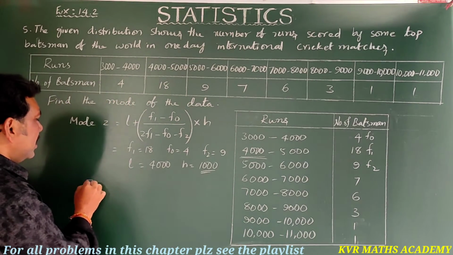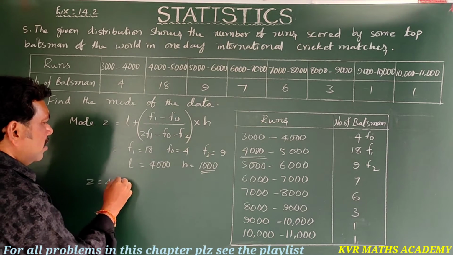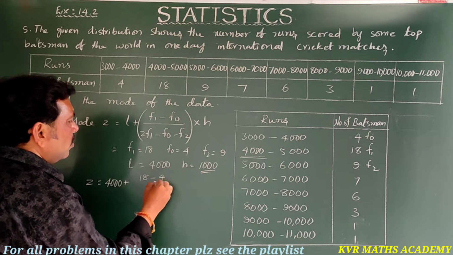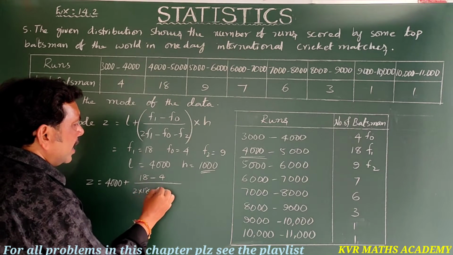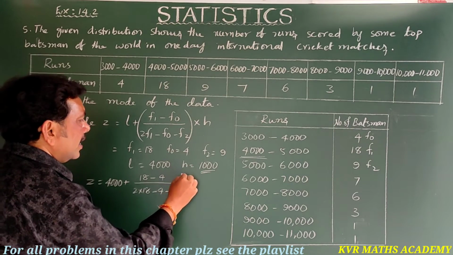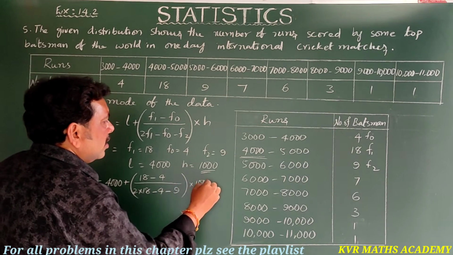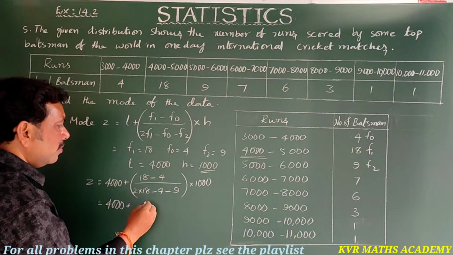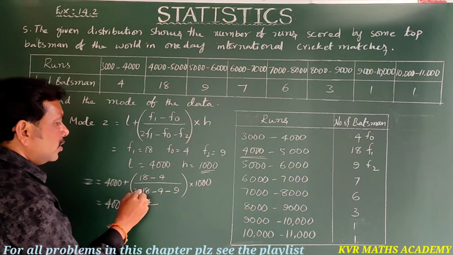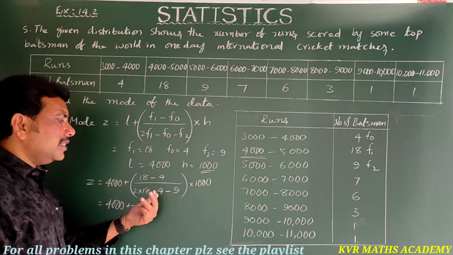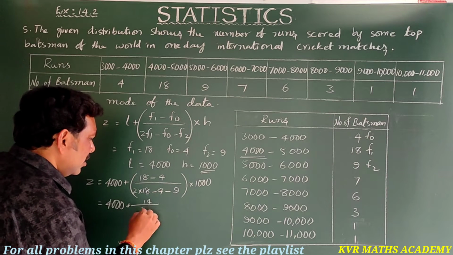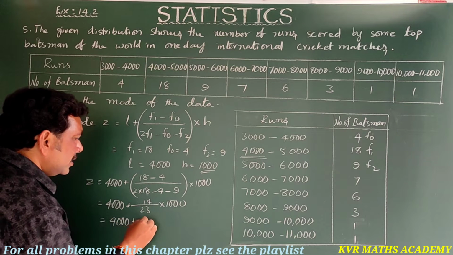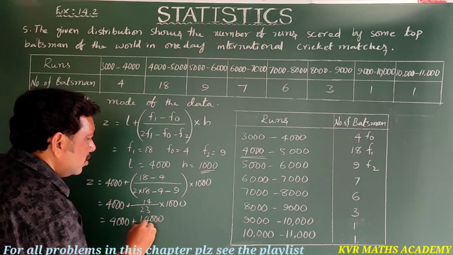Now substitute in this. Z is equal to L, 4000, plus F1 which is 18, minus F0 which is 4, by 2 into 18 minus 4 minus F2 which is 9, into its height which is 1000. So that is equal to 4000 plus 18 minus 4, which is 14, by 2 times 18 is 36, 36 minus 13, yes, 23, into 1000. That is equal to 4000 plus 14,000 by 23.